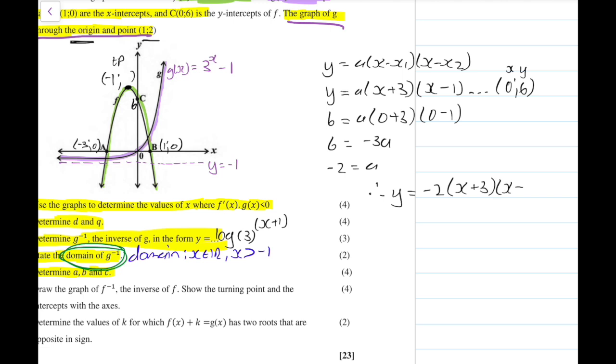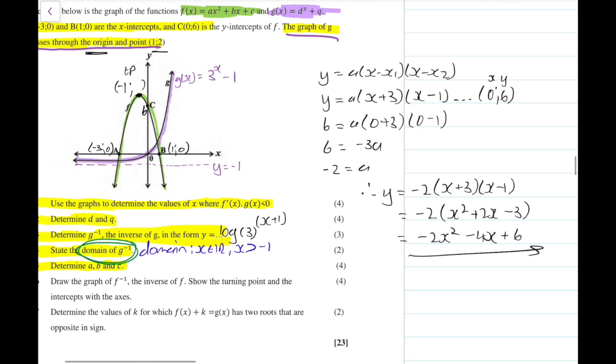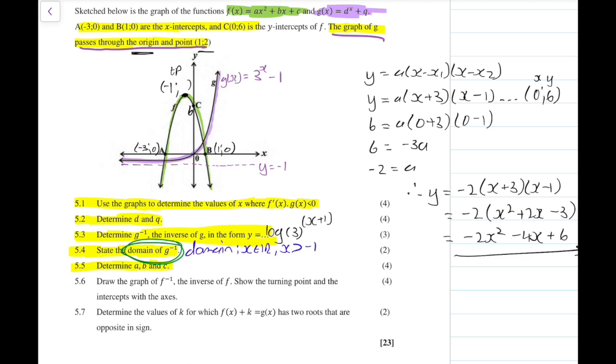Y is equal to minus 2 into x squared plus 2x minus 3, which gives minus 2x squared minus 4x plus 6 as our answer. And that makes perfect sense, because this is the c value and the c value is the y-intercept, and that is what our y-intercept is. Okay, that's just kind of a check to see what it is. Let's go and put down this equation here. So we know that f of x is equal to minus 2x squared minus 4x plus 6. Okay, done there.